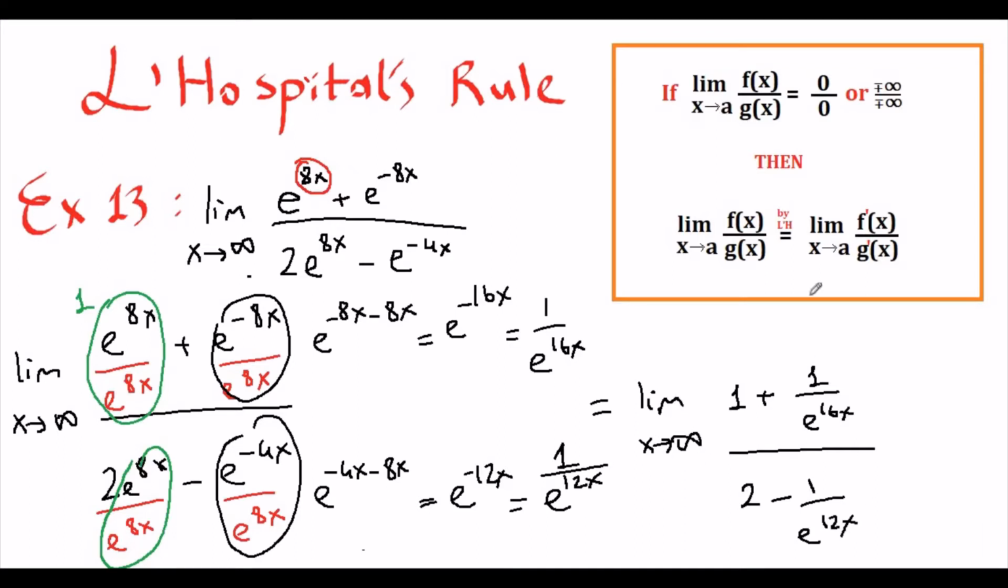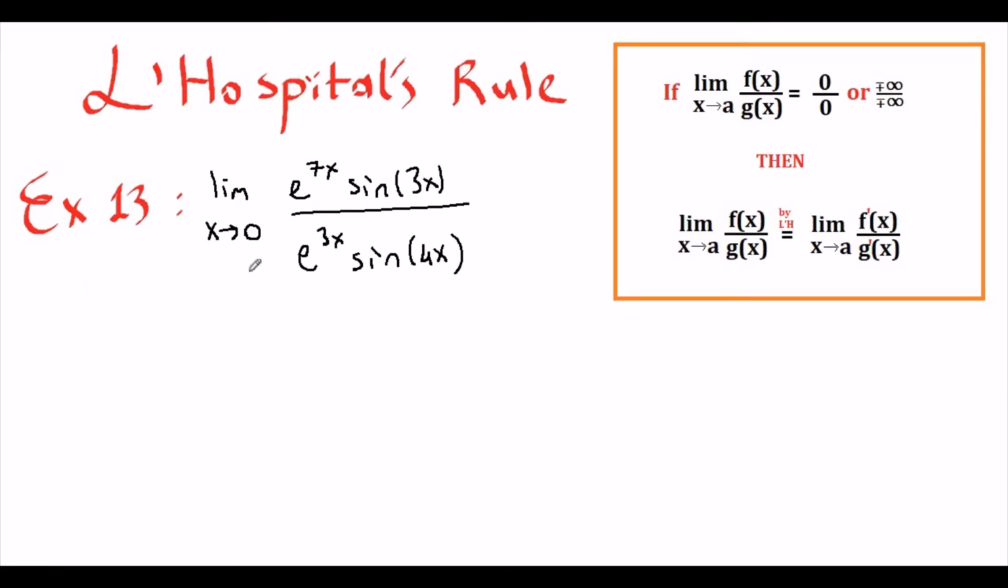When we plug in infinity, here we have e to the infinity is infinity, and 1 over infinity is 0. So we know that 1 over infinity is 0. Similarly, this is going to be 1 over infinity, which is 0. So we have 1 half left. So this limit is approaching 1 half.